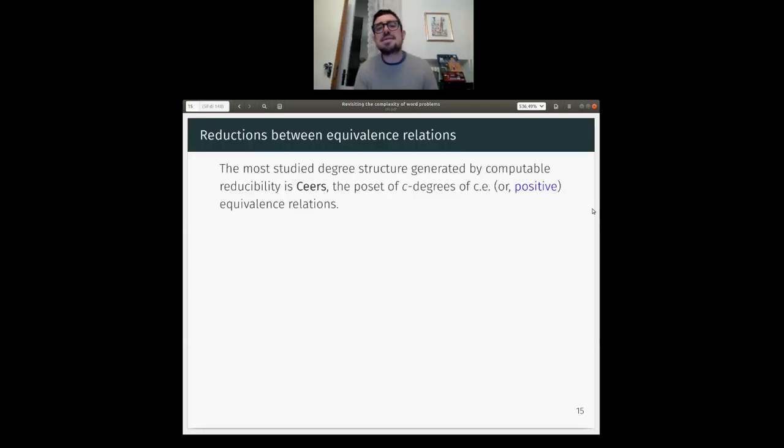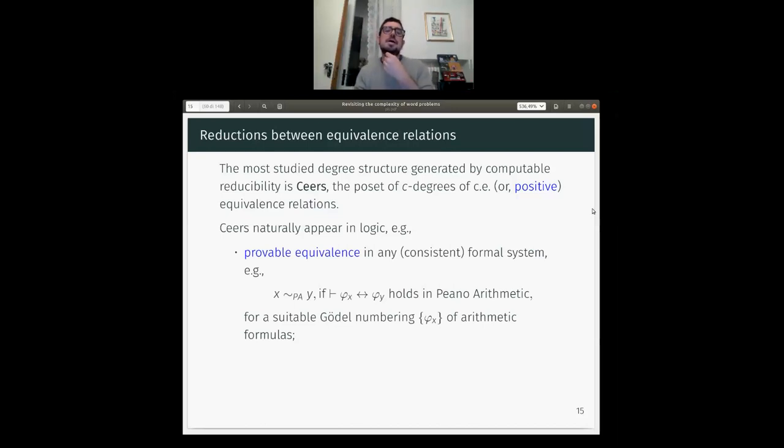Now, the most studied degree structure generated by computable reducibility is that of ceers, right? These are the computably enumerable equivalence relations, or as they are called in the Russian literature, positive equivalences. So ceers are fairly natural objects to study. A notable example of a ceer is provable equivalence in any consistent formal system. For instance, fix Peano arithmetic, and say that two positive integers are in relation if Peano arithmetic can prove that the codes of formulas are equivalent, according to some Gödel numbering of arithmetic formulas. This is obviously c.e., and it's also a partition of the non-negative integers.